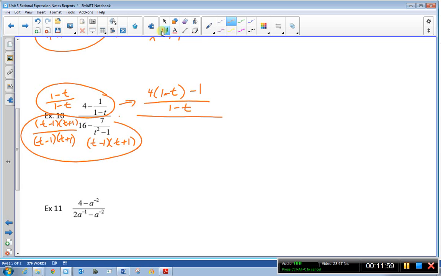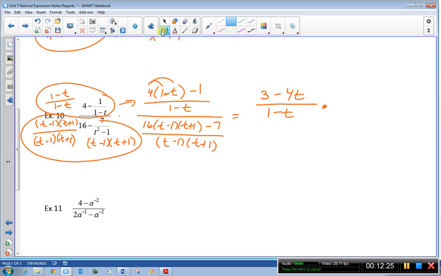For the denominator, that's 16 times t minus 1 times t plus 1 minus 7 all over t minus 1, t plus 1. So then I'm going to clean up this numerator a little bit, distribute and combine. So that's 4 minus 1, or 3 minus 4t over 1 minus t, times, I'm going to take this denominator and I'm going to flip it. So it's t minus 1, t plus 1.